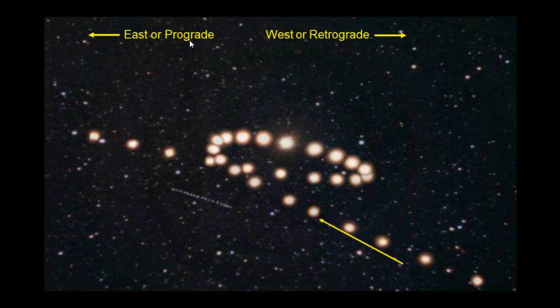However, once or more each year, the planets do something very strange. They pause in their normal eastward or prograde motion and begin moving westward for a few weeks. We call this movement their retrograde motion. See the word retrograde in the upper right-hand corner. So make sure you get that in your notes. They begin moving westward for a few weeks. We call this their retrograde motion.